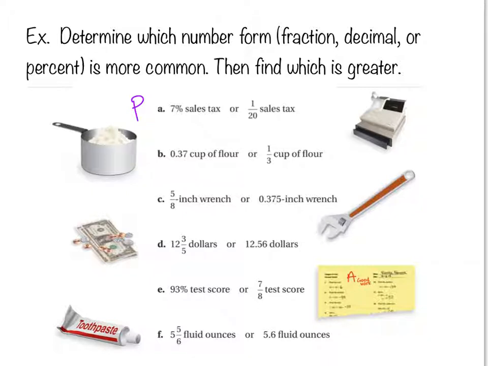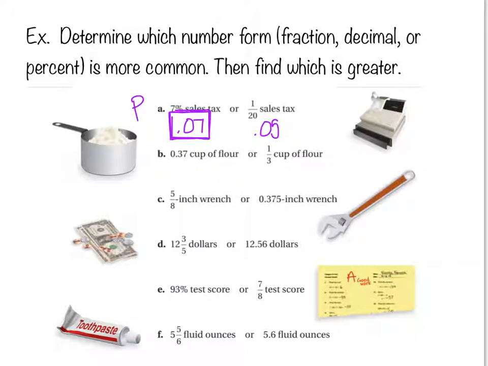Sales tax, you may have heard before, different states have different sales tax, but they're all percentages. So 7% would be 0.07 as a decimal. And 1/20th, or 1 divided by 20, would be 0.05. So even though a percent is the most common way of seeing a sales tax, 7%, actually writing them as decimals is the best way to compare them. So 7% is 0.07, which is larger than 0.05.